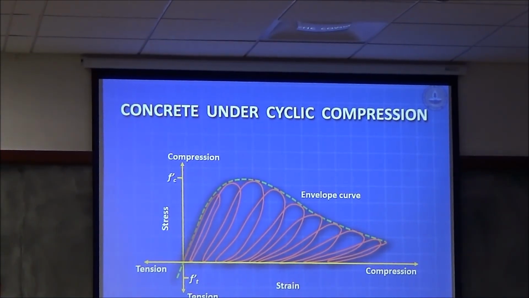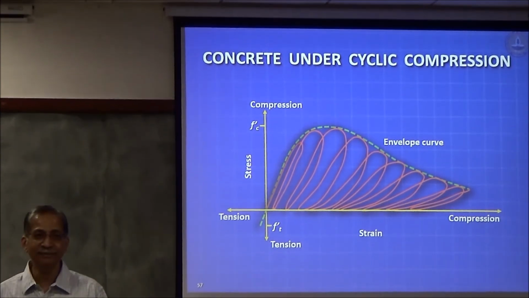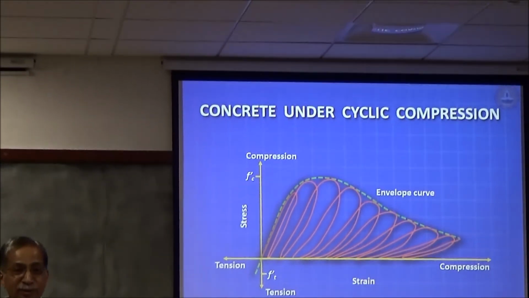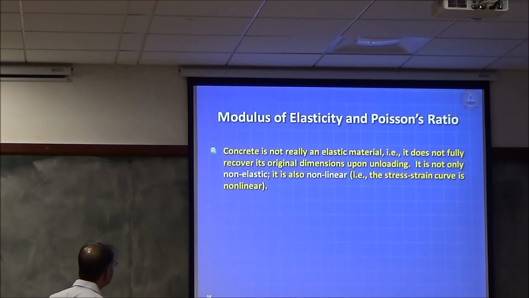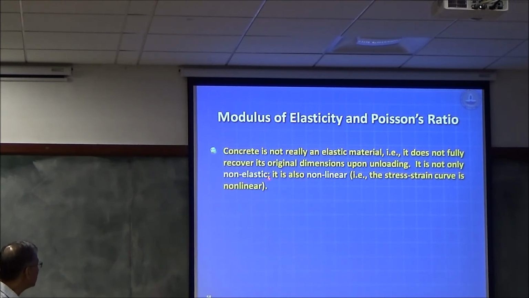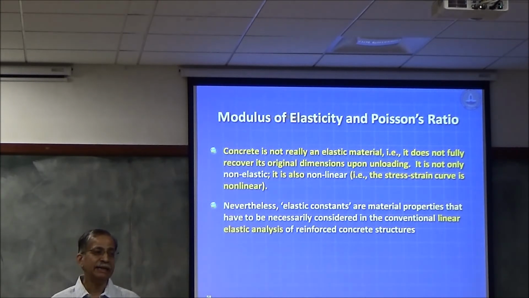That means there's no hardening, you're able to recover to some extent, but still you can see from this graph itself, you're not dealing with an elastic material. Because in an elastic material, you don't have residual strains, and here you're getting residual strains. Concrete is not really an elastic material, that is, it does not fully recover its original shape. It is not only non-elastic, it is also non-linear. That is the stress-strain curve story. Nevertheless, elastic constants are material properties that have to be considered in the conventional linear elastic analysis of reinforced concrete structures. That's the first thing you need if you want to solve an indeterminate problem.